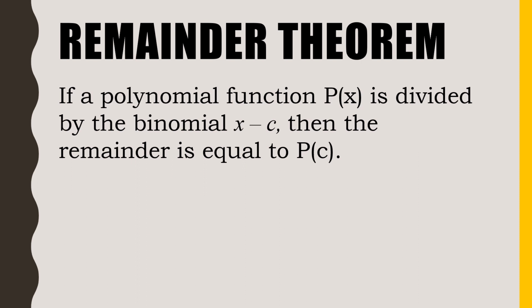The remainder theorem states that if a polynomial function p of x is divided by the binomial x minus c, then the remainder is equal to p of c. So based on the solutions above, we can say that the remainder is equal to the value of p of c.